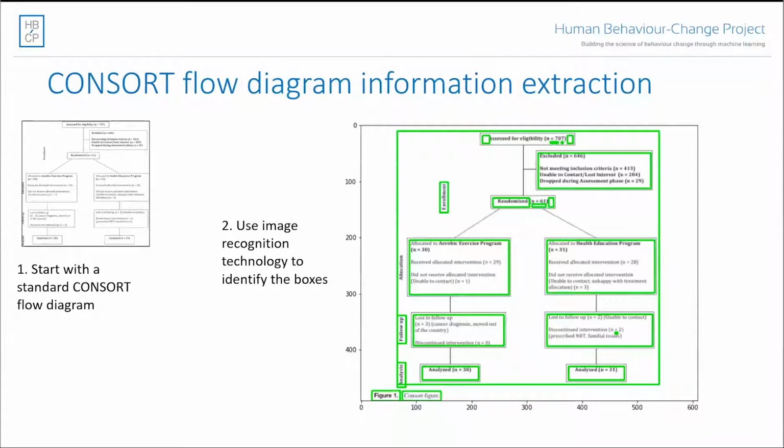So we start with that. And what we do is we use image recognition technology to identify the boxes. This is an example of an early effort to find the boxes. You can see that we've put green lines around the boxes that have been identified. Some of them have been identified well. There are other boxes which have been identified for some reason, best known to the algorithm, and this box here hasn't been completely recognized. So we've been doing quite a lot of work to make sure that we can identify some of those problems and sort them out.